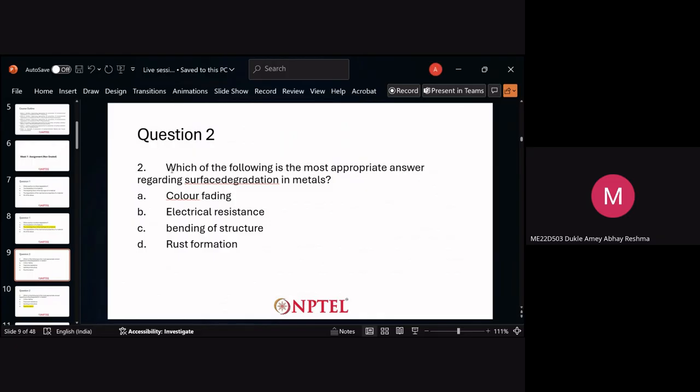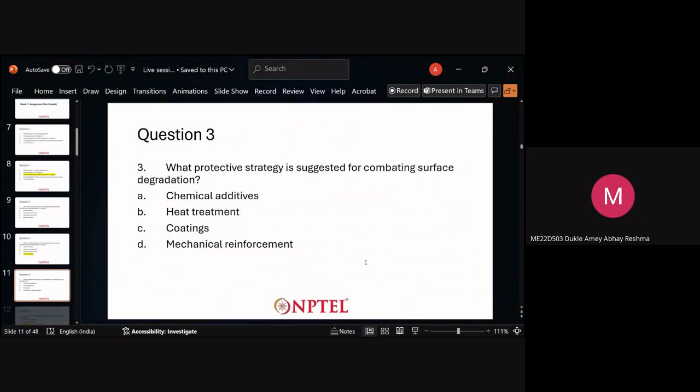Moving to the next question. Which of the following is the most appropriate answer regarding surface degradation in metal? What are the characteristics of surface degradation in metal? This is what the question is asking. Is it color fading, electrical resistance, bending of structure, or rust formation? The answer here is rust formation. Due to surface degradation, there is rust formation happening.